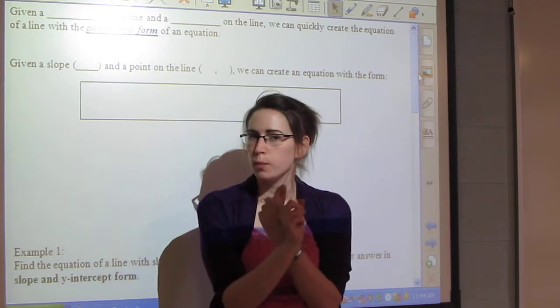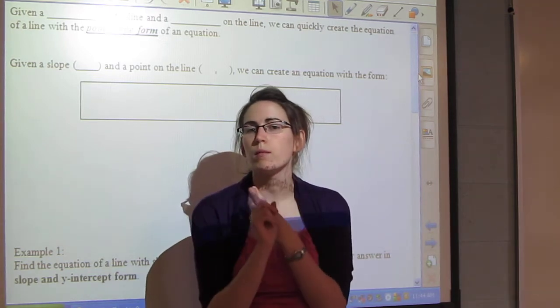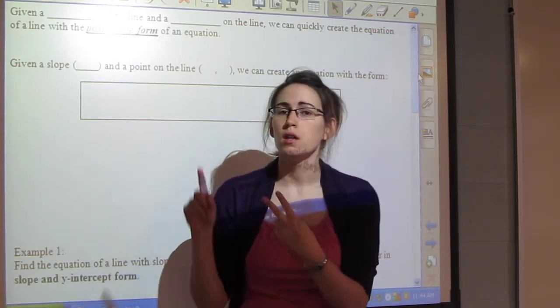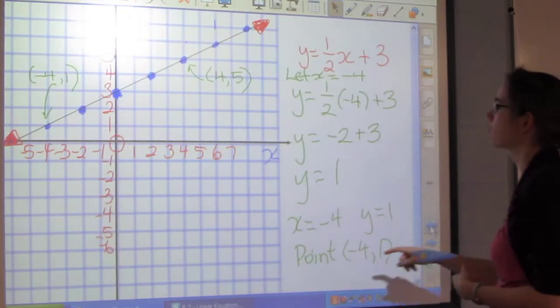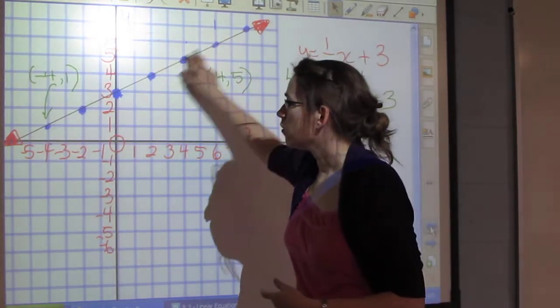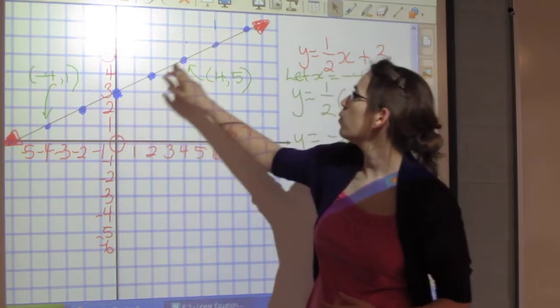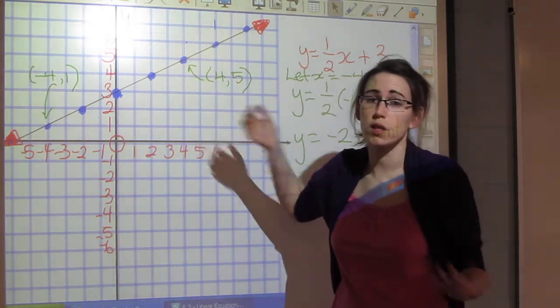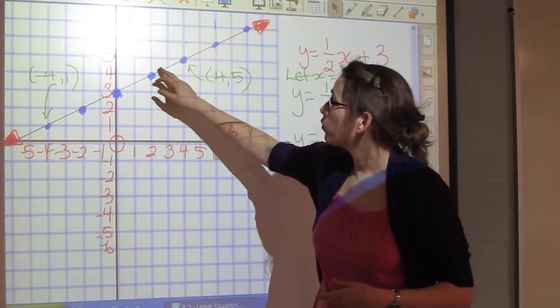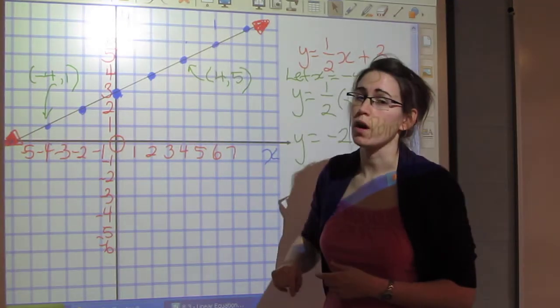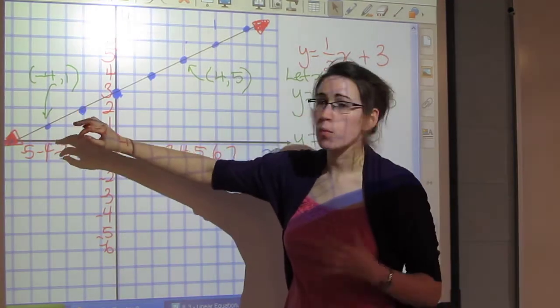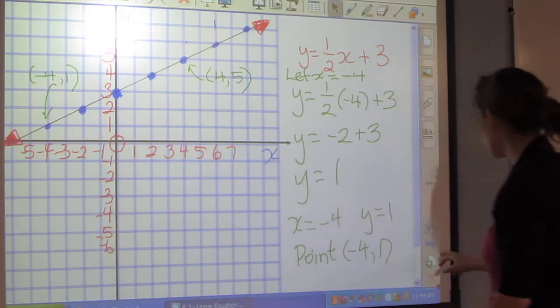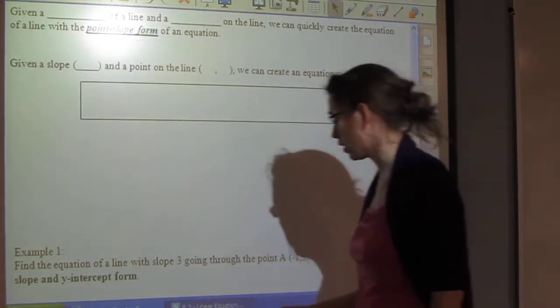We need to know what the slope is, and we need to have at least one point that falls on our line. If you remember back on the example that we just went through, there are an infinite number of points on our line. These blue dots represent points that are on there, but really there's a whole bunch of points in between each dot as well. Wherever the line is, there's a point that's there as well. So the x and the y just tell us a point that's on the line.